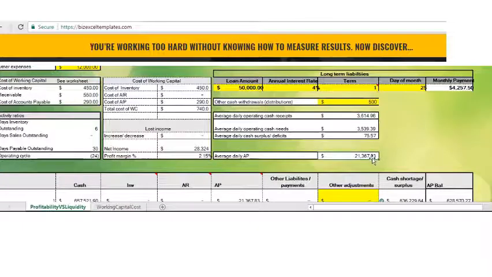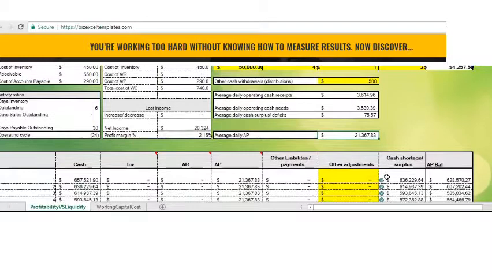Here we have the average daily payable of $21,367, and that's because this owner is very conservative, and our approach is very conservative, where we put away our accounts payable and we make sure we have enough cash to pay when the payments come due.